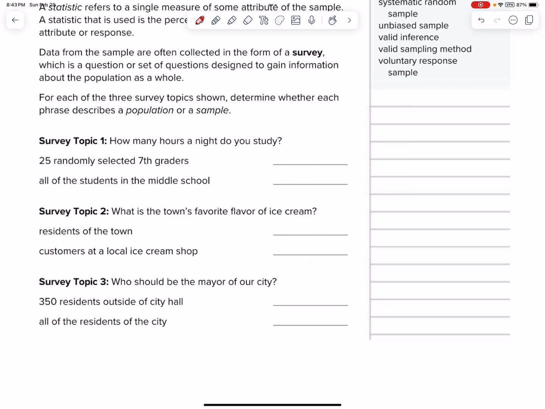So, how many hours a night do you study? If we asked 25 students, that's obviously a sample of the population. Let's write that down. And if we asked all of the students in middle school, that is the entire population of middle schoolers. What's the town's favorite flavor of ice cream? The residents of the town versus customers at an ice cream shop. Think about which would be the entire population and which would be just a smaller sample. Obviously customers are the sample, and the entire town would be the population.